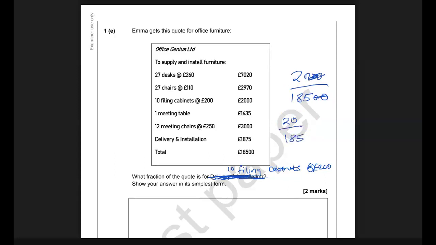Then both of them, 5 goes there. 5 goes here, 4. 5 goes in 185. So 185 divided by 5 gives you 37. So it's 4 over 37. Who got that one? This is the right answer. Who got that?